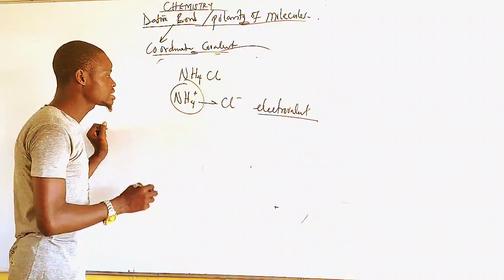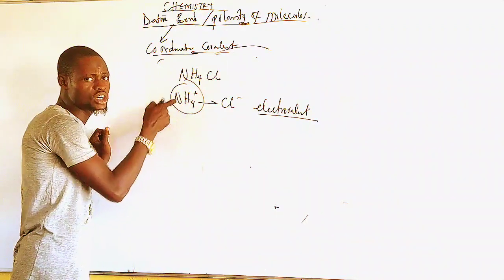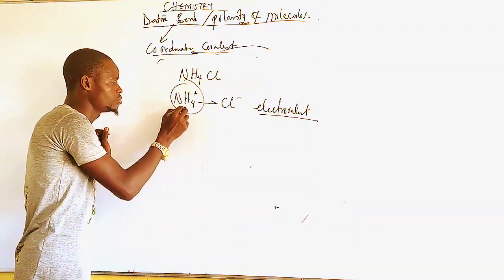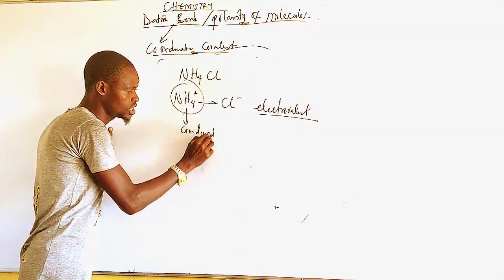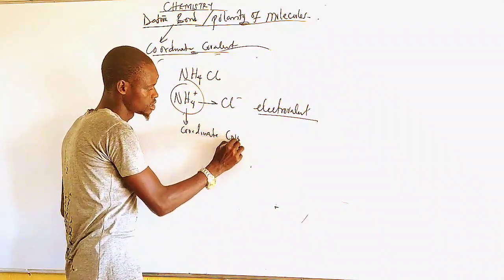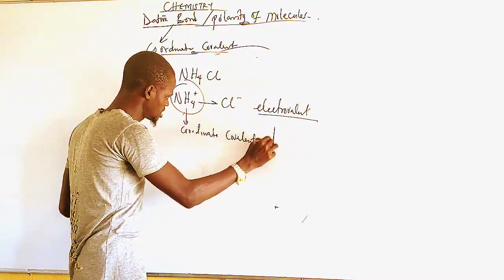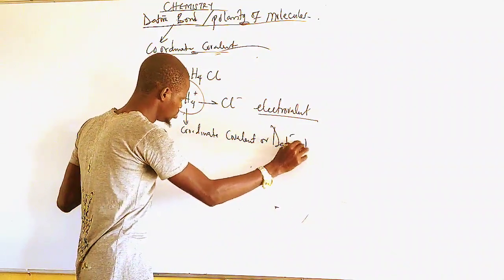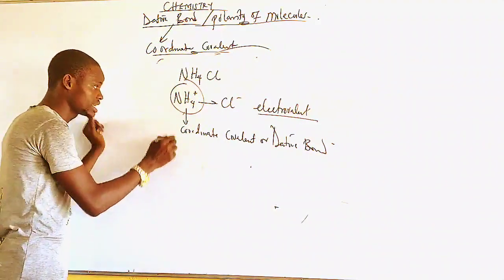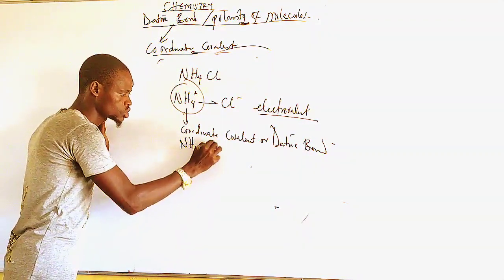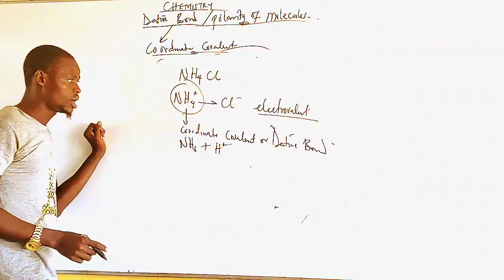The second bond that exists between them is the formation of the ammonium ion itself. The ammonium ion is formed using a coordinate covalent bond, or dative bond. We call it coordinate covalent or dative bond. That is the bond that exists between ammonia plus the hydrogen ion all together.